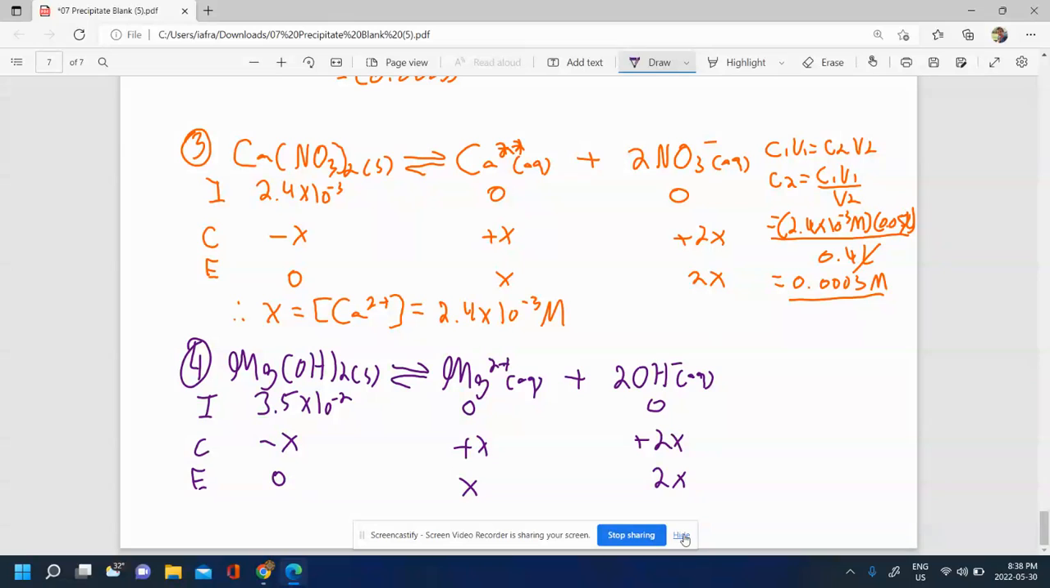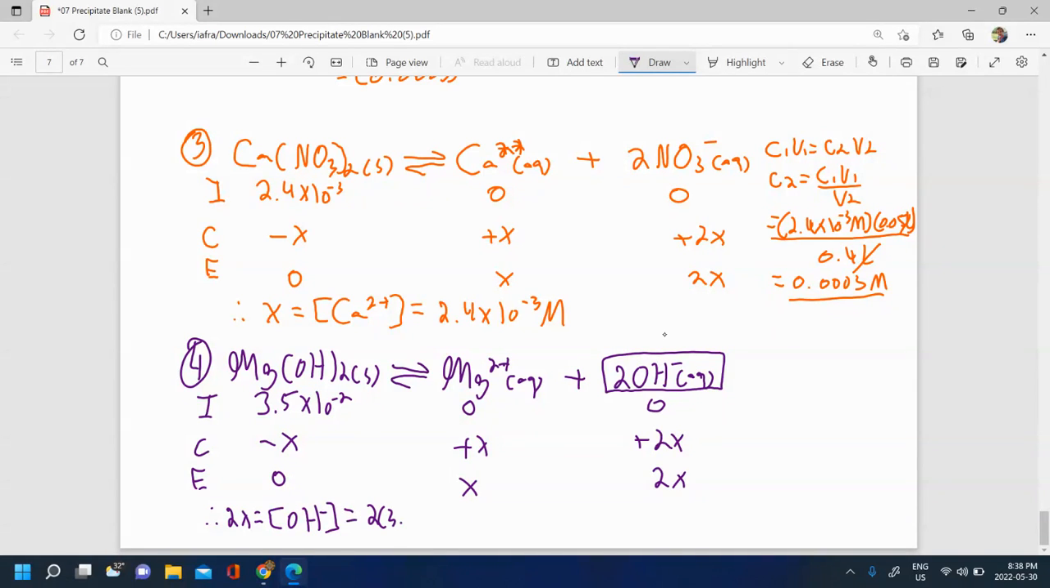So we know what the x value is, but we want 2x because we have hydroxide in our precipitate. So therefore, 2x, which is the concentration of the hydroxide, is equal to 2 times 3.5 times 10 to the power of negative 2. So we have 3.5 times 10 to the power of negative 2 times 2 gives us 0.07 molar. Once again, the problem is that this is in the old volume. We need to find the new volume.